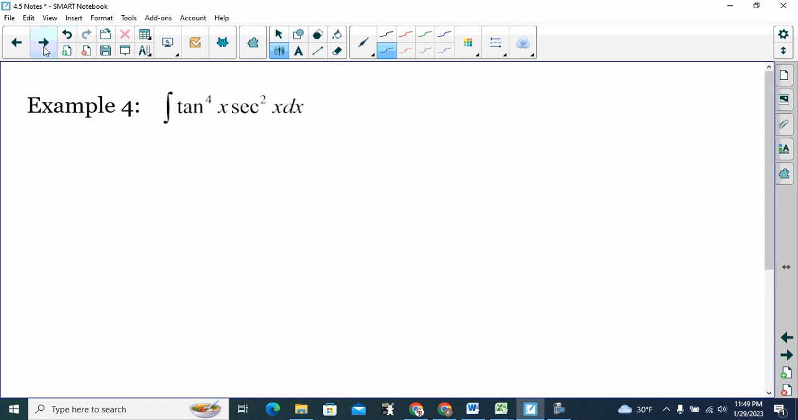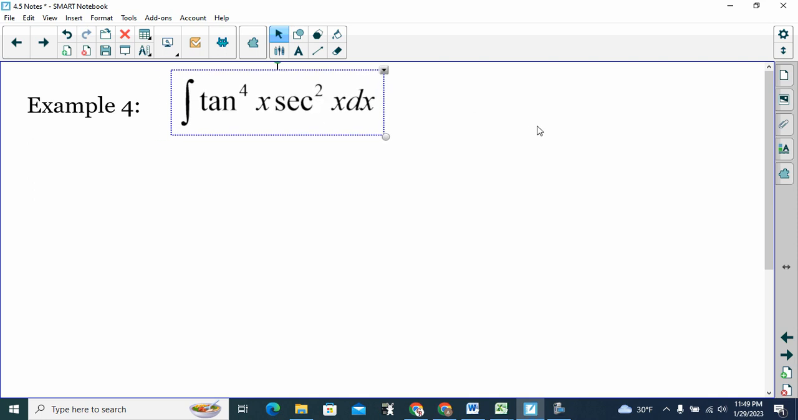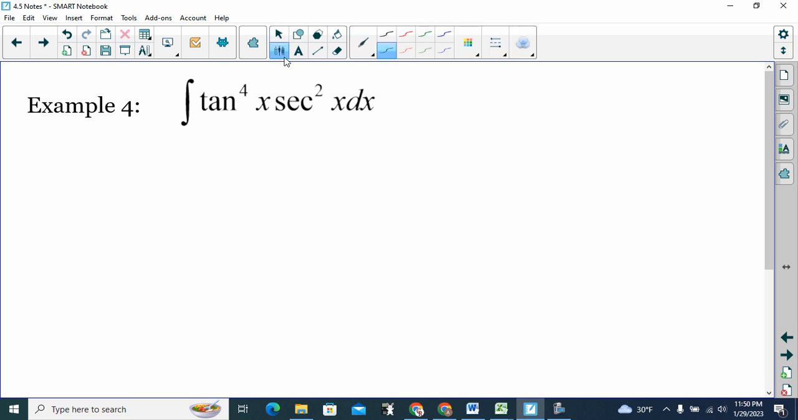I don't like that one. This one looks super complicated. Integral of tangent to the 4th x secant squared x dx. And sometimes we just kind of have to guess at what u is going to be and see what happens. So we really only have a couple options here.